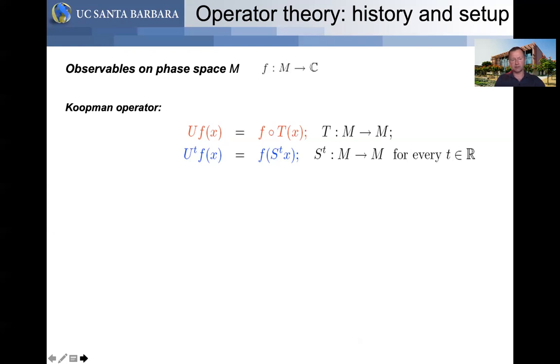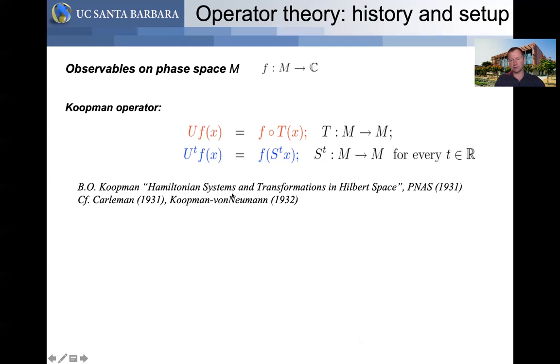The original reference to that is Bernard Koopman in 1931. Carleman also had a paper in 1931, a little bit after Koopman, and then Koopman and von Neumann followed closely with another interesting paper on statistical properties of dynamical systems in 1932. This point of view was used relatively sparsely. But then in the last 20 or 30 years, with the understanding that analysis and formulation of spectral objects like eigenfunctions can be done from data, it has gained some momentum.